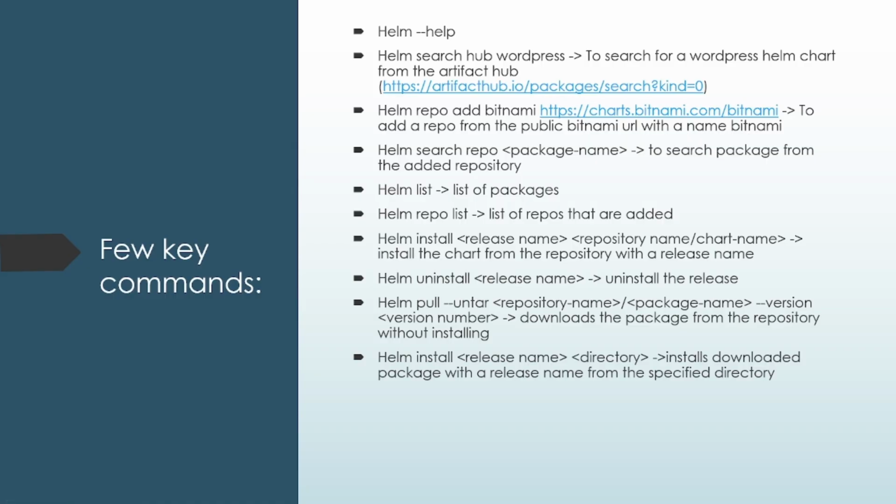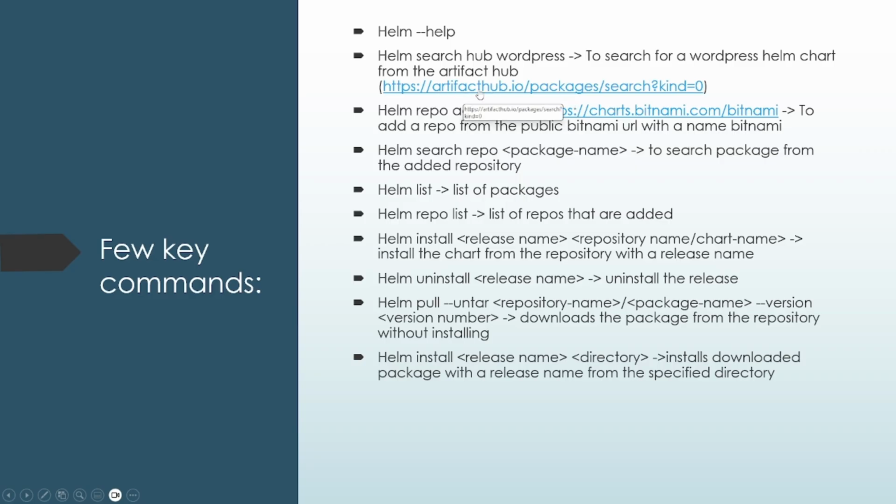A few key commands that you must know to work with Helm. First, helm --help. It shows all the available commands for Helm. So you can open your terminal, and after installing Helm, you can run the helm --help command to know the available commands. Second, helm search hub wordpress. This is to search for a WordPress Helm chart from the Artifact Hub.